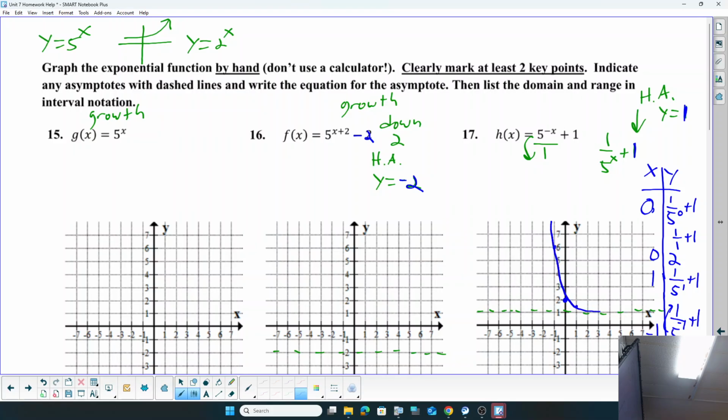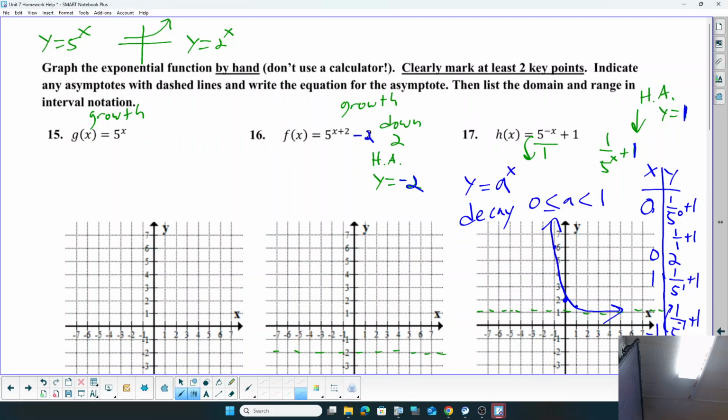And that's because of our a value. So we have y equals a to the x power, plus 1 basically. And so when your a value is less than 1, or if your a value is between 0 and 1, basically if it's a fraction, then it's going to be decay.